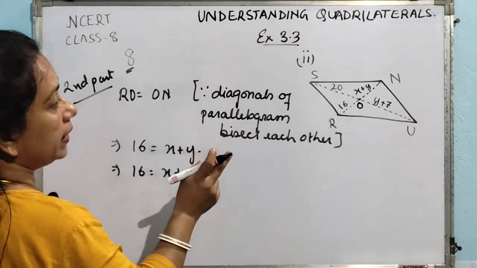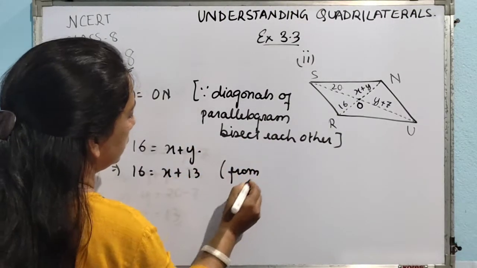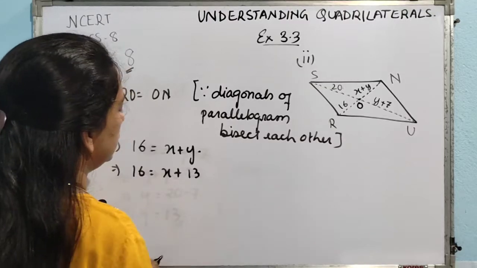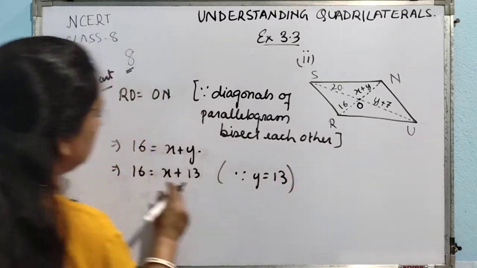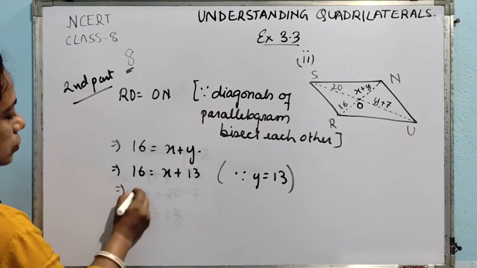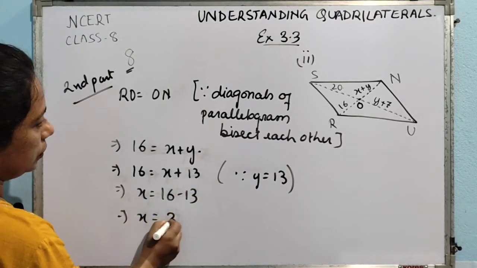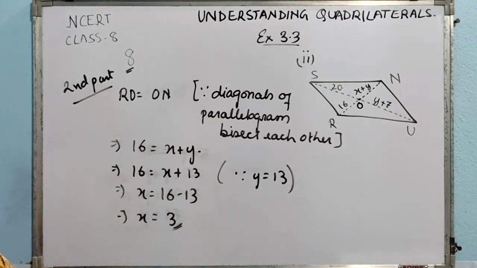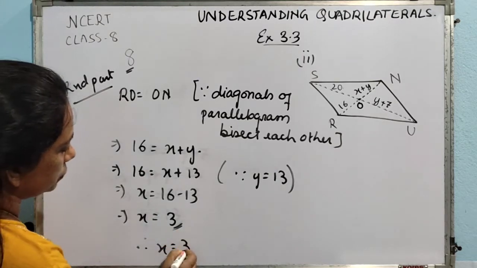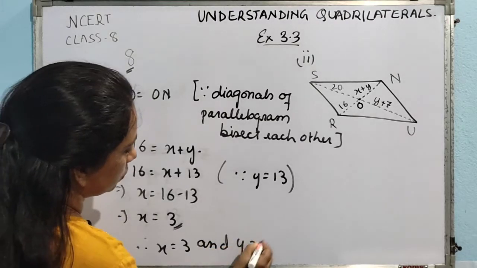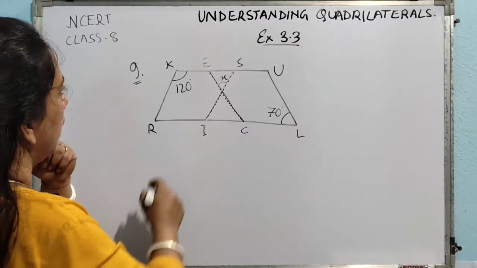What was the value of y? y is equal to 13. Since y is equal to 13, you are putting the value of y. So x is equal to what? 16 minus 13, that is x is equal to 3. So we get the value of x to be 3. Therefore x is equal to 3 and y is equal to 13. Here is the 9th question.